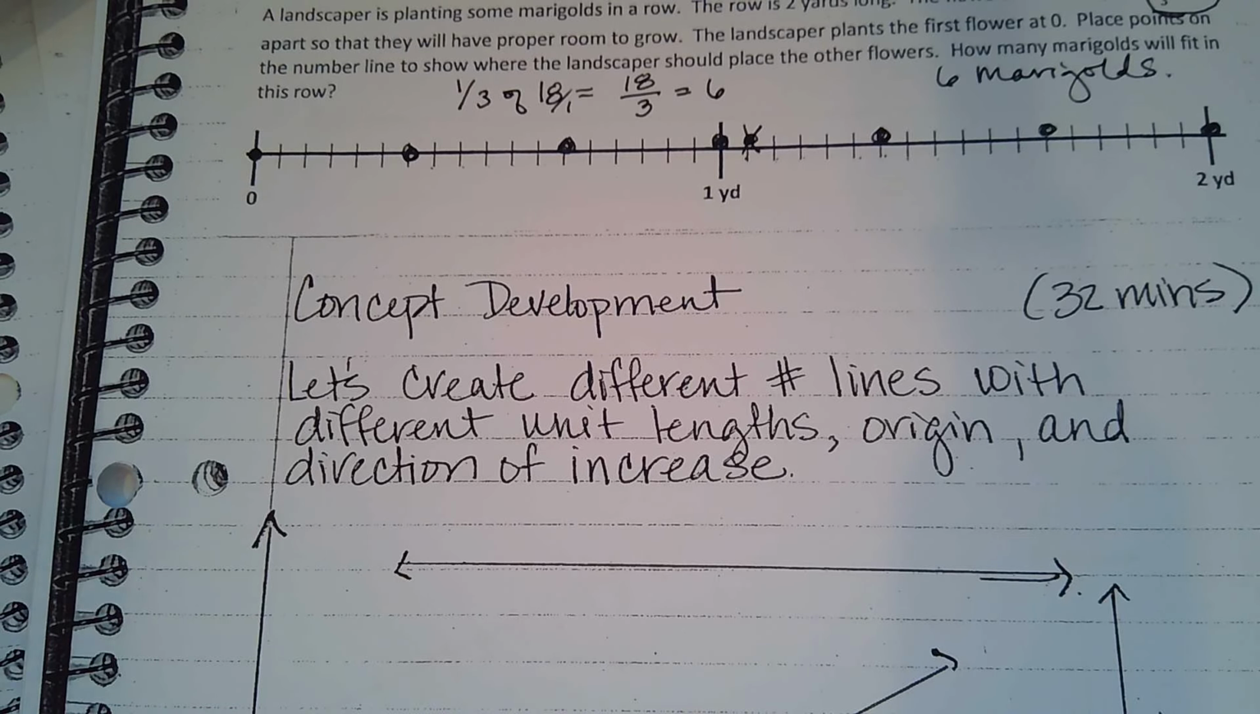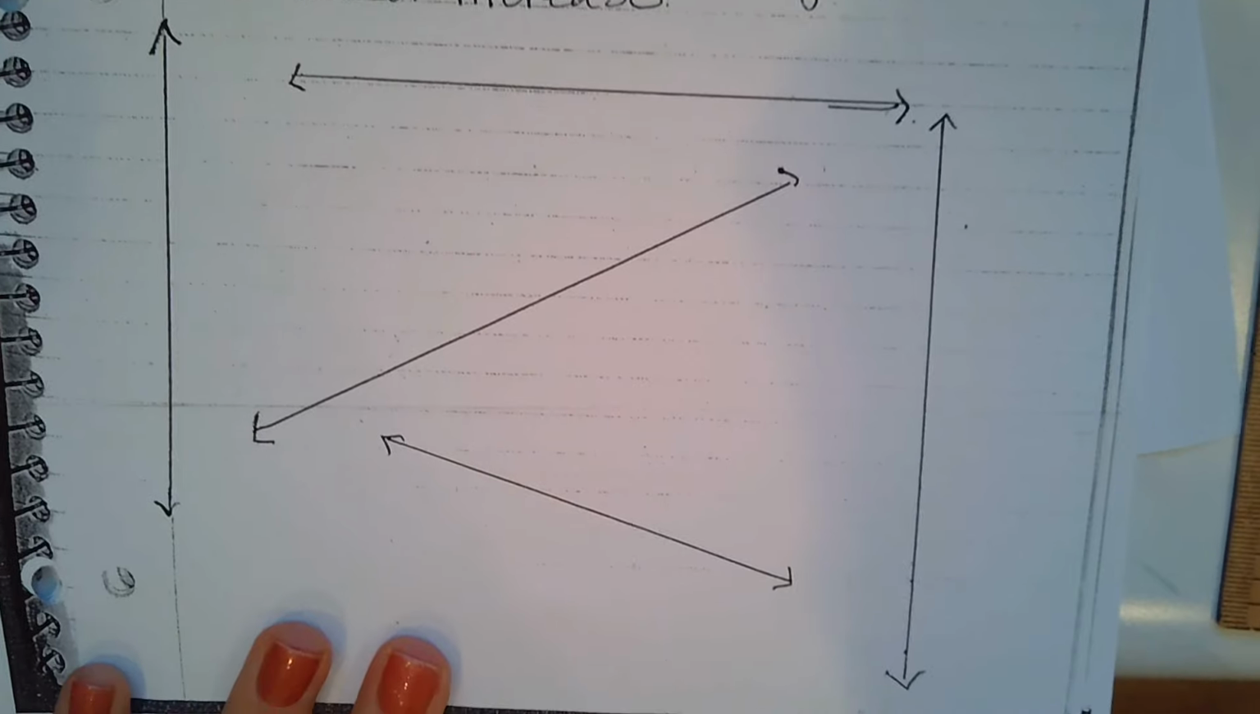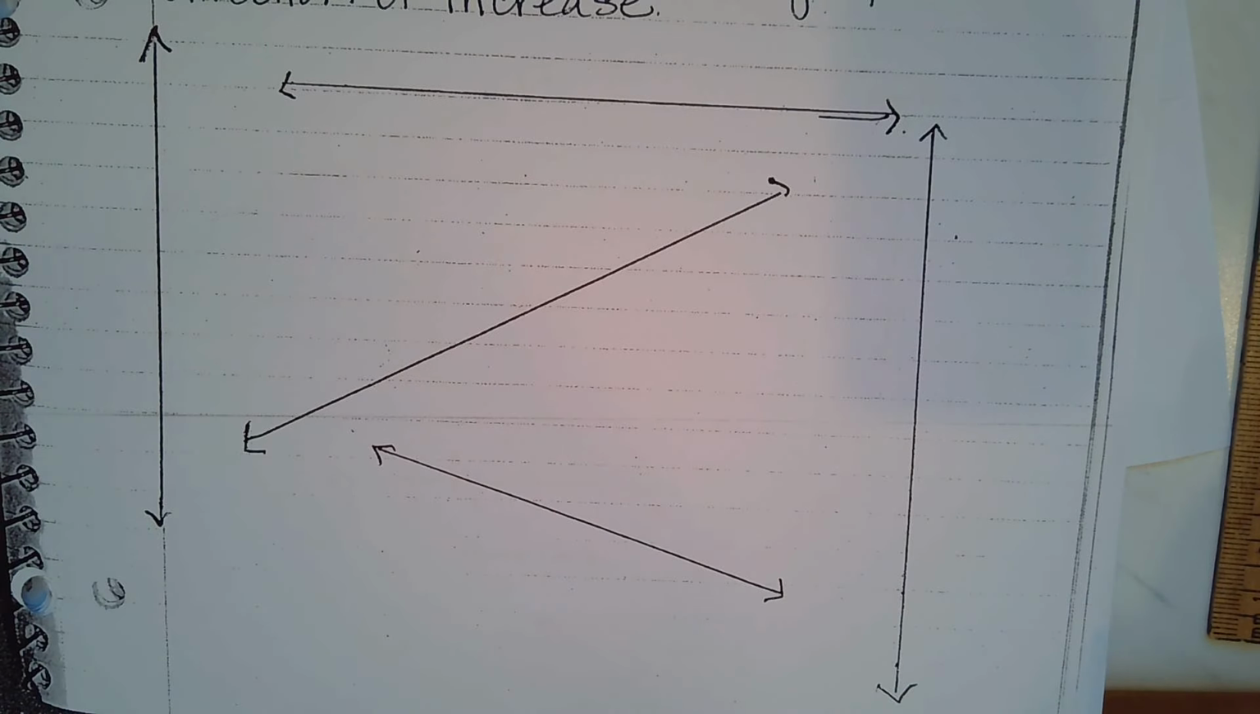Hey, welcome back to Module 6, Lesson 1. We're going to now start with our concept development. Let's create different number lines with different unit lengths, origin, and direction of increase. So we're going to use these lines here as an example.